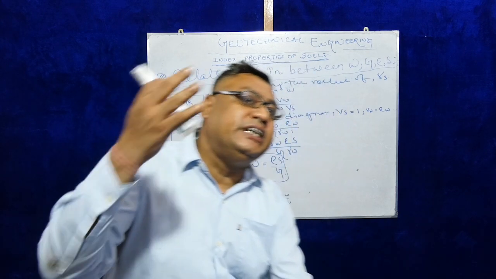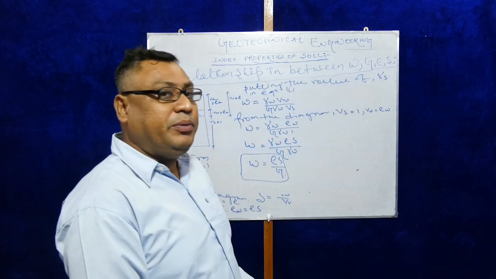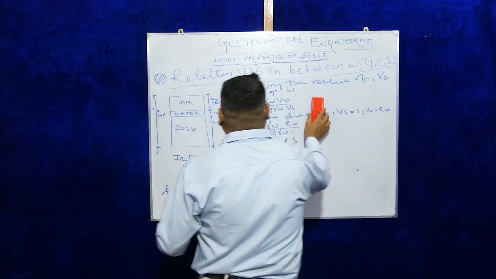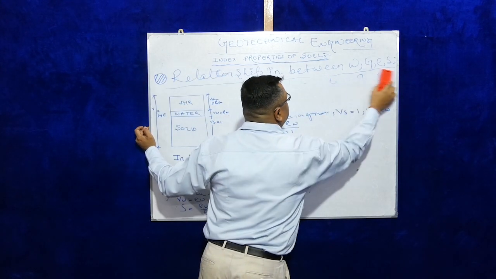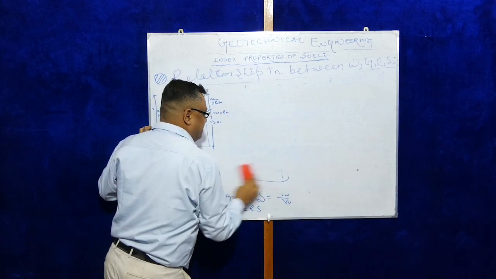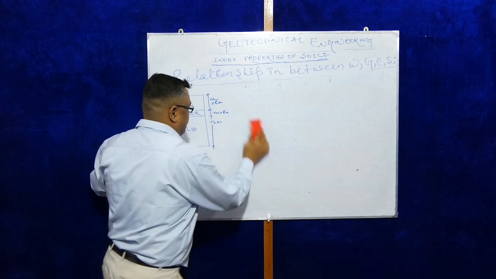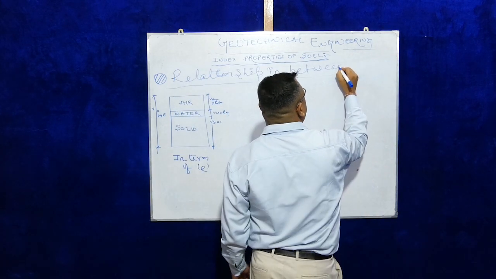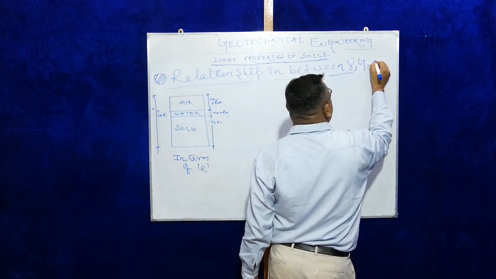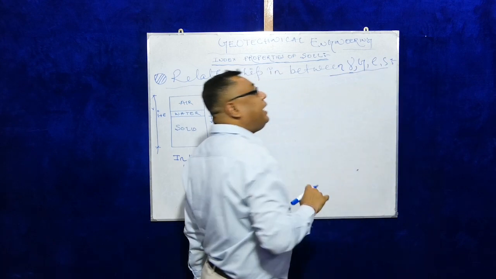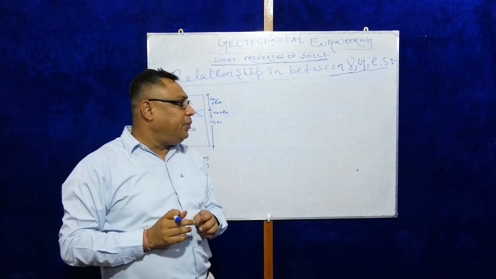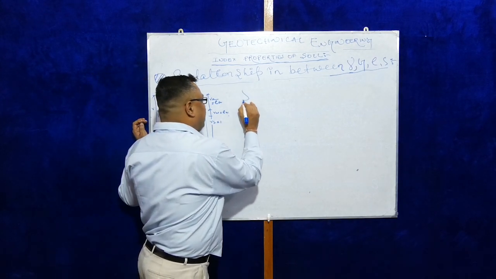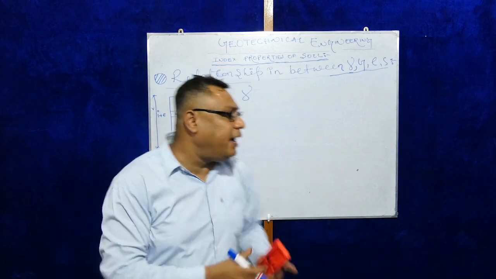Now we are going for the next relationship, that is the relationship between gamma, G, E and S. Now we are establishing the relationship between unit weight, specific gravity, void ratio and degree of saturation of soil. Now, what is unit weight of soil?